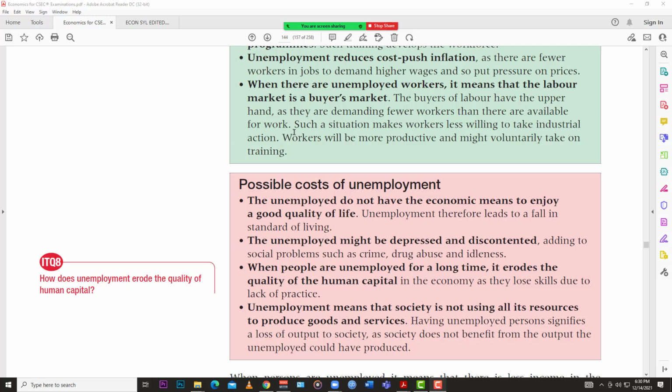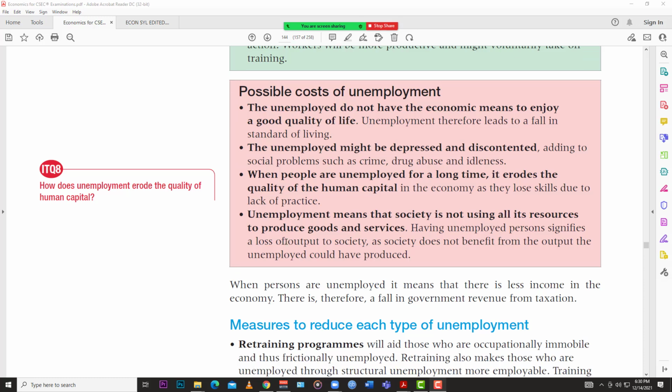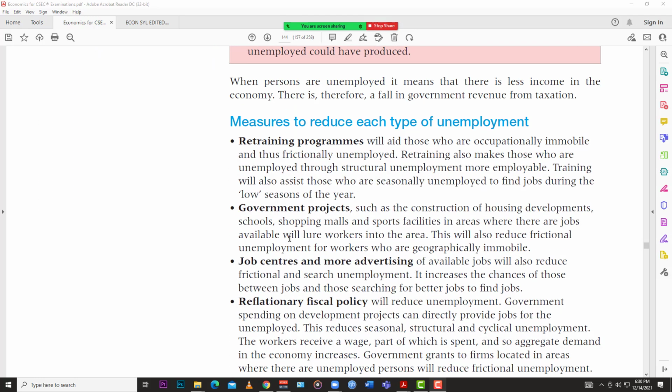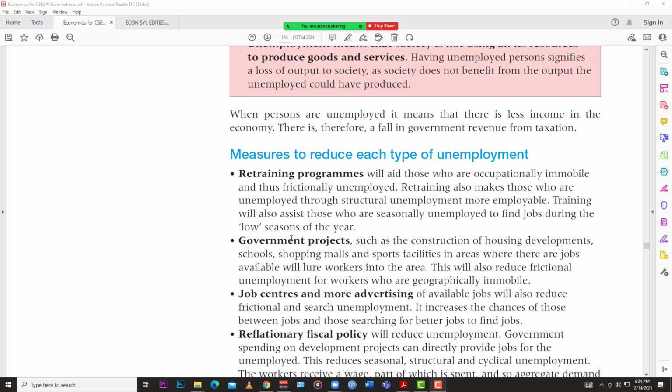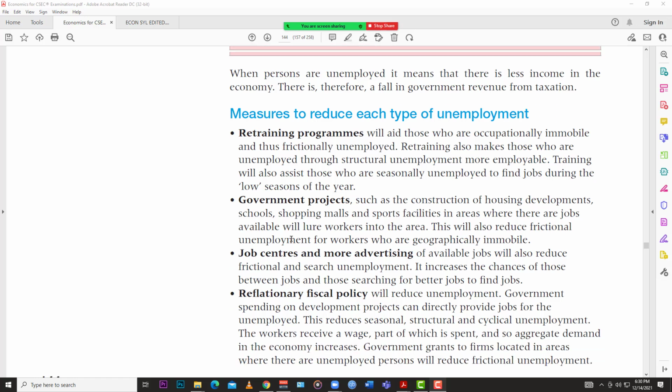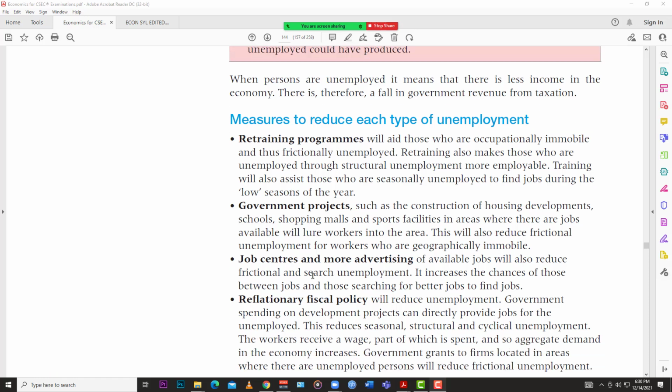Remember again, the production possibility curve. When you're inside it, you have unemployed resources, and so you're not producing at your full capacity at an efficient level, right? So all those are costs of unemployment. So how can we try and reduce some of the unemployment out there? Remember the types we looked at? How can we try to reduce them?